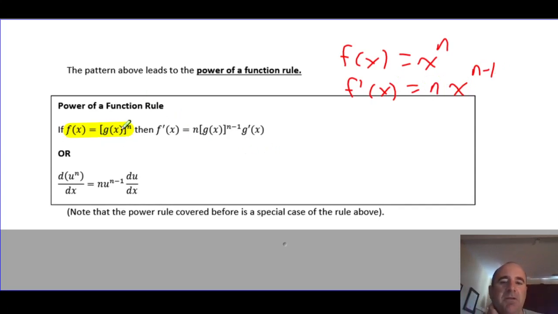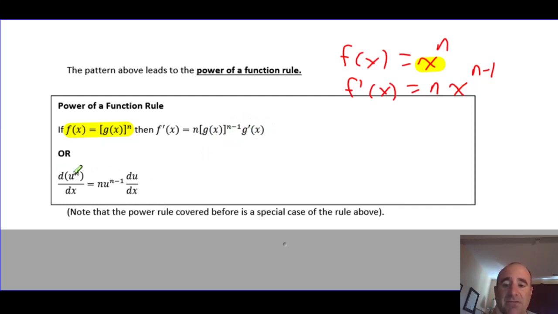Basically, this is now modifying that and saying, okay, imagine x isn't just x. Imagine now it's some other function. Well, the derivative is n times the other function to the power of n minus 1 times the derivative of that inside function. That's exactly what that's saying.